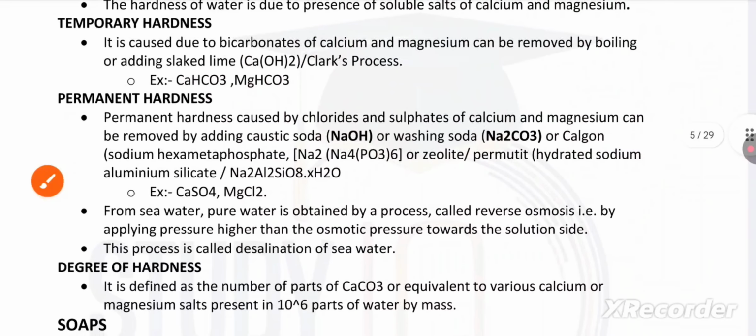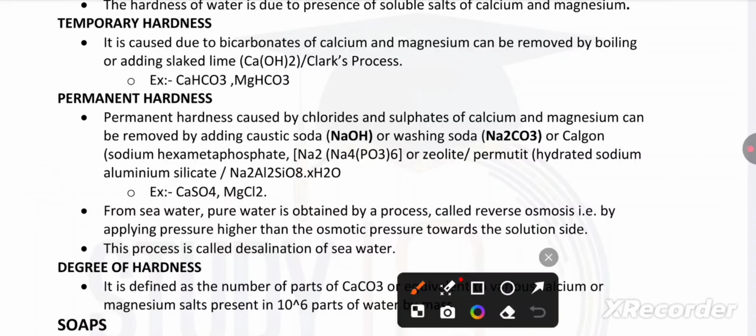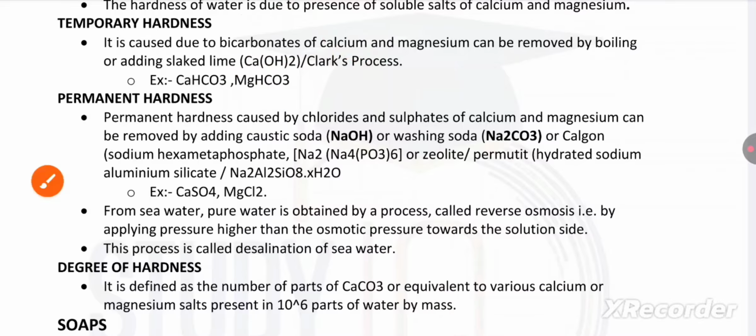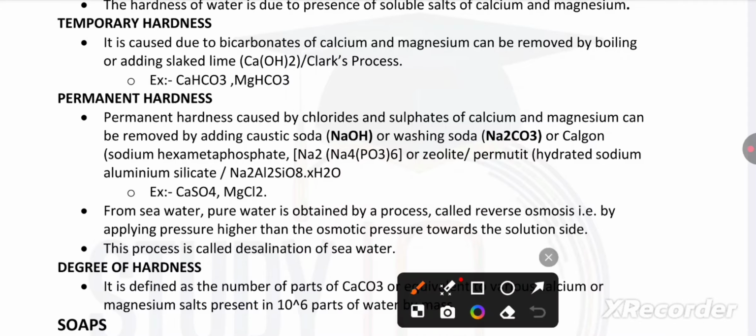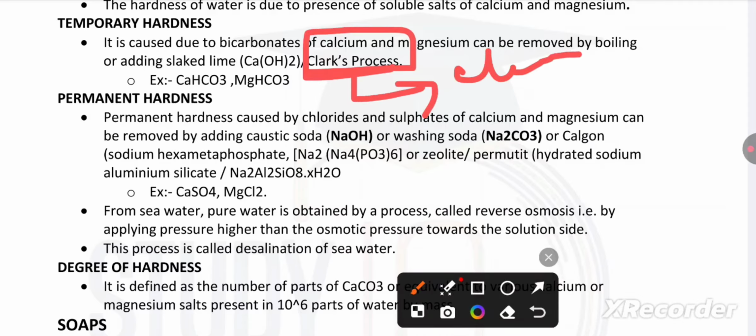Temporary hardness and permanent hardness, two things are there. Temporary hardness is caused by bicarbonates and can be removed by boiling. That is known as temporary. We can also add lime and easily remove it, the Clark process. Let me assume the Clark process is for temporary hardness.